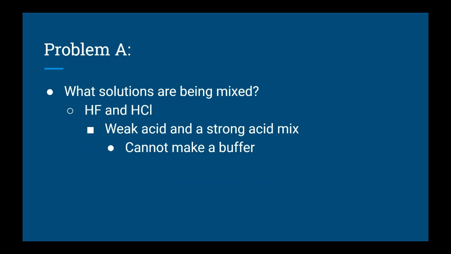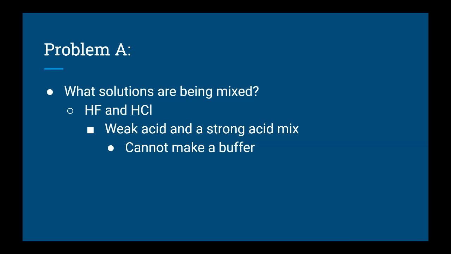To start with problem A, we have to first identify the two solutions being mixed. In this case, we are mixing HF, a weak acid, and HCl, a strong acid. As per our definition of a buffer, we know that we have to mix either a weak acid with its conjugate base or a weak base with its conjugate acid. In this problem, however, we have only a weak acid and a strong acid. This cannot make a buffer, seeing as how the weak acid does not have a conjugate base to counteract any added acid, and the strong acid by itself can also not make a buffer, as it ionizes completely. Therefore, this mixture cannot make a buffer.